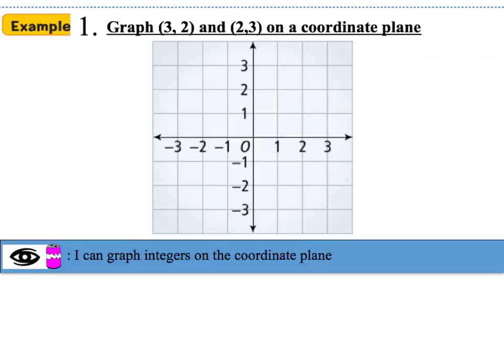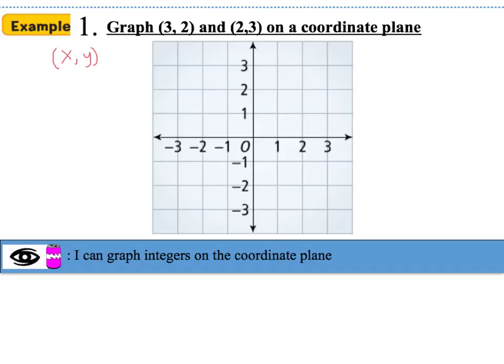So for example 1, it's asking us to graph the ordered pair 3, 2 and the ordered pair 2, 3 on the coordinate plane. So I'm going to go ahead and write x, y on the side so that we know which axis to start on. We're going to start on the x-axis first, which is the one that goes left to right, and then we're going to go to the y-axis, which is the one that goes up and down.